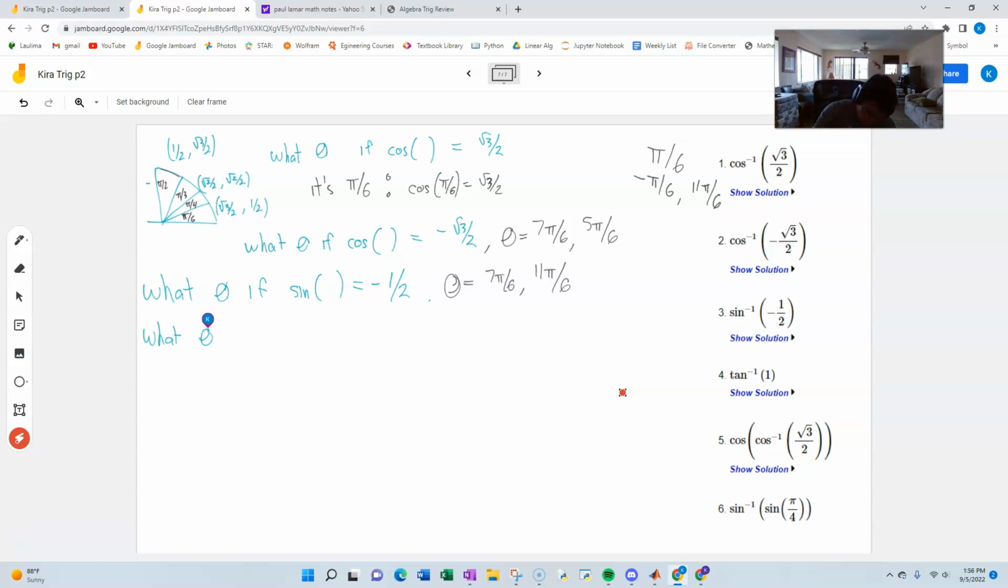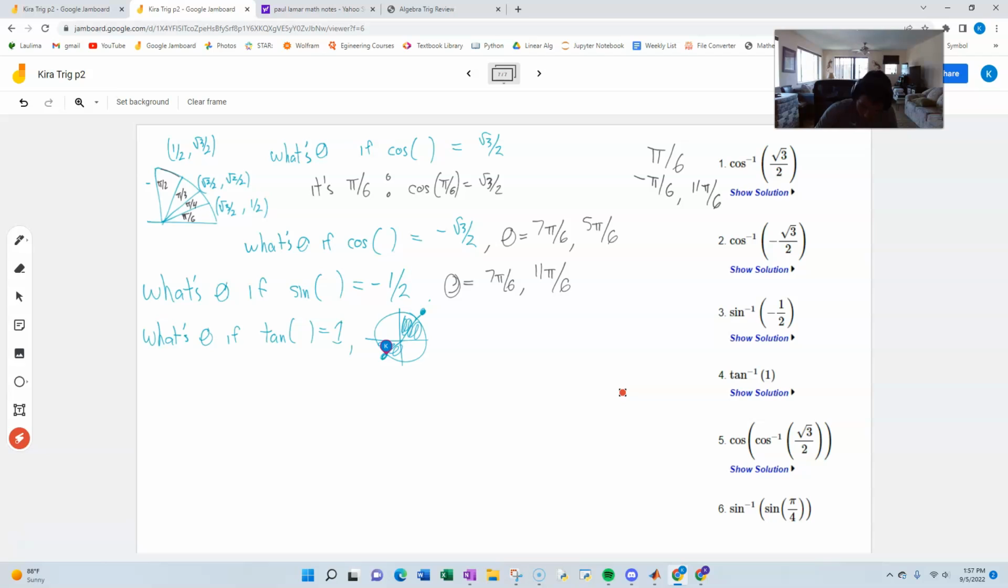What's theta if tan is equal to 1? So where does tangent equal 1? Well, I know it equals 1 wherever the y and the x are the same. But it's positive 1, right? So there's only two parts in the unit circle where that can happen. This guy and this guy. And the only parts where it equals 1 is right there and right there.